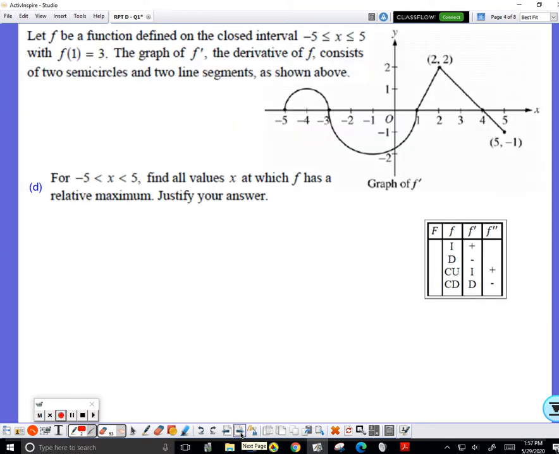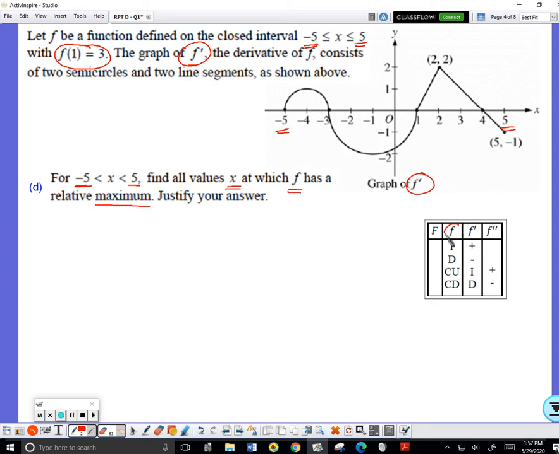Okay, let f be a function defined on the closed interval, -5 to 5. F of 1 is 3. The graph of f prime. So this is f prime. Okay. For the interval -5 to 5, find all values of x at which f has a relative maximum.